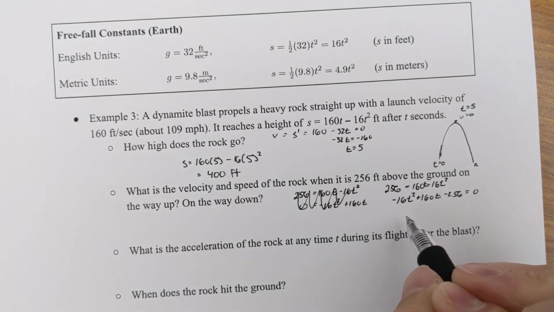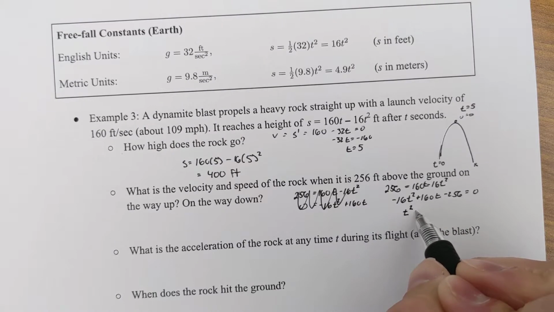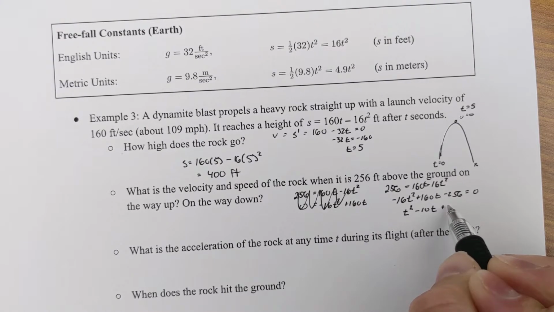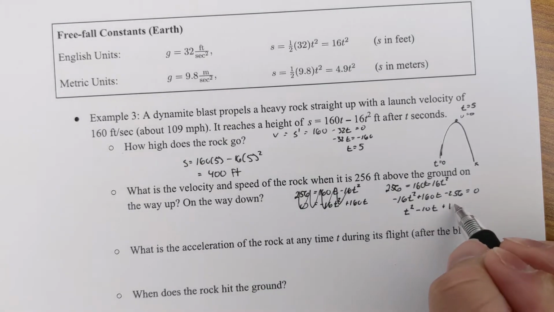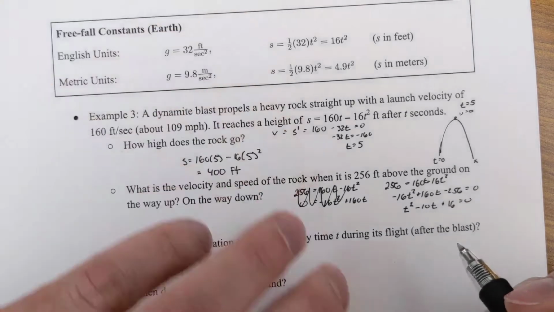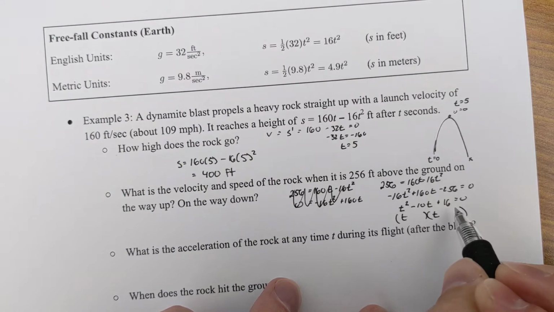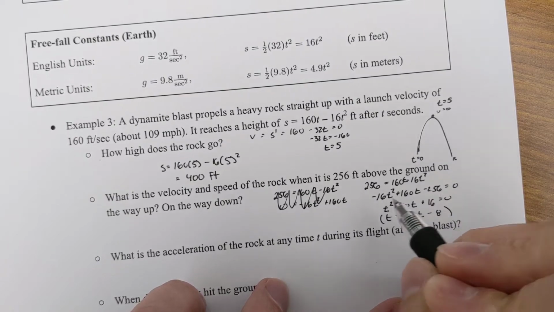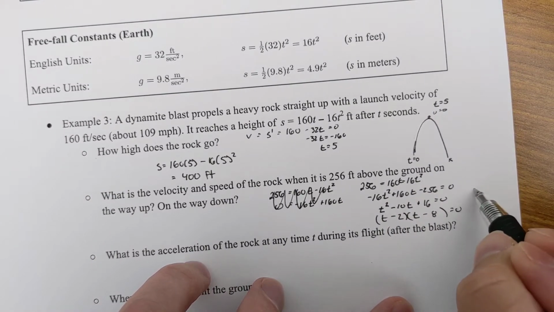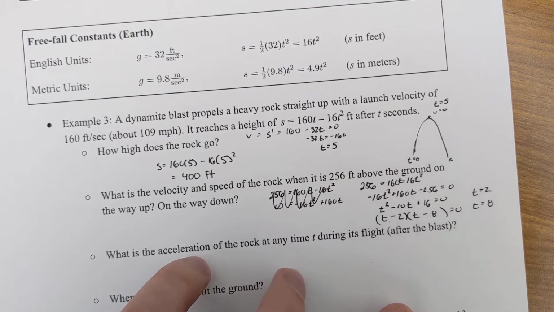All those numbers can be divided by 16. I'm actually going to divide by negative 16 because why not? So that's t squared minus 10t plus 16 equals 0. So that's a quadratic. Let's try to factor it here. So two numbers that multiply to 16 and add to 10, that'd be 2 and 8, but they both have to be negative. So it's 256 feet above the ground when t is 2 seconds, because that makes that 0, and when t is 8 seconds.